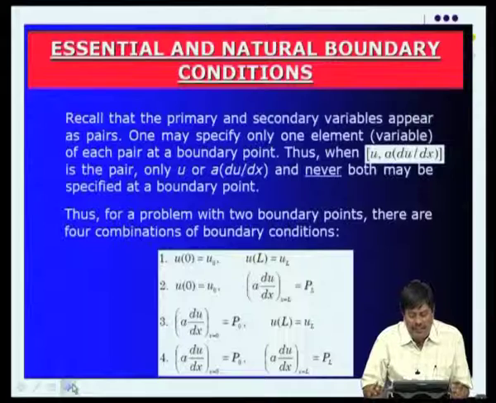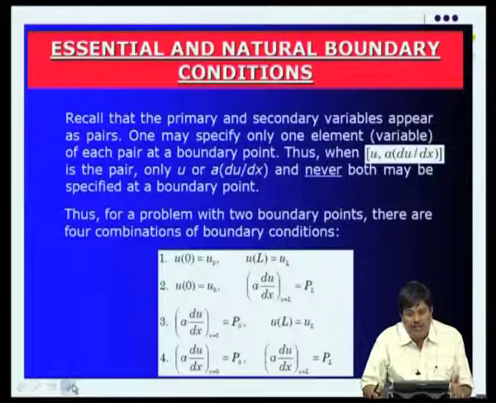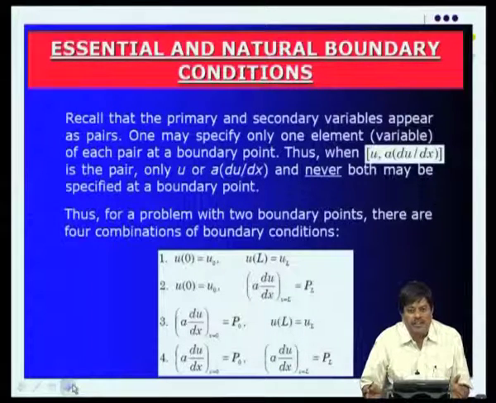So, let us recall that the primary and secondary variables appear in pairs. One may specify only one variable of each pair at a boundary point. Thus, u and A du by dx is a pair. So, either u or A du by dx may be specified, but never both. That is, when u is specified at a particular boundary, A du by dx cannot be specified, or if A du by dx is specified, u cannot be specified. Both cannot be specified simultaneously.